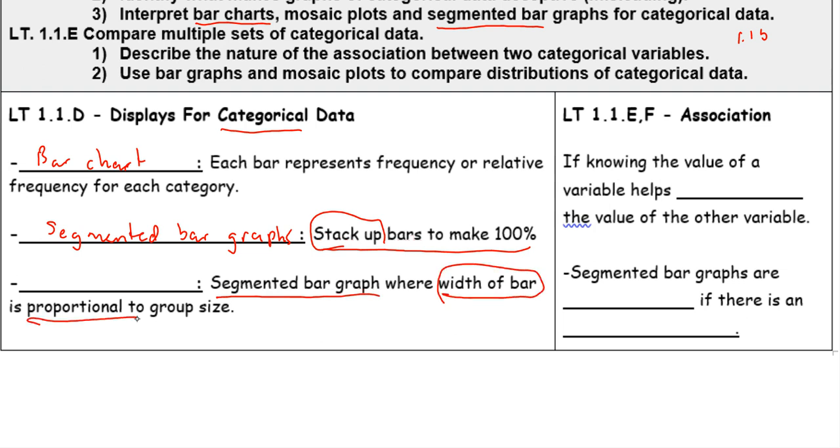And finally, it's a segmented bar graph where the widths of the bars are proportional to the group size. Now, this is actually where you have different widths, and this is what's known as a mosaic plot. Okay, mosaic plots.